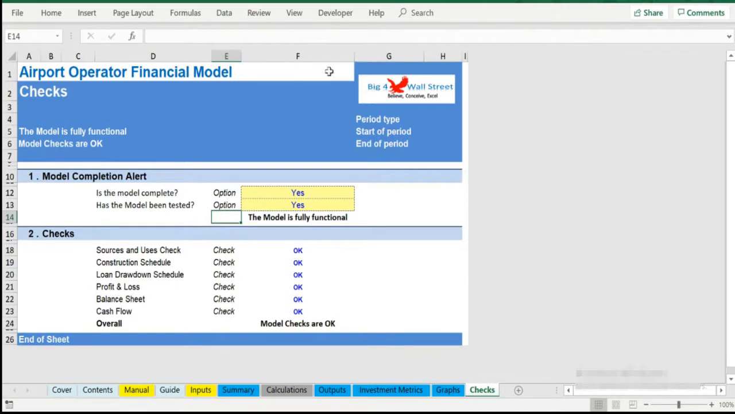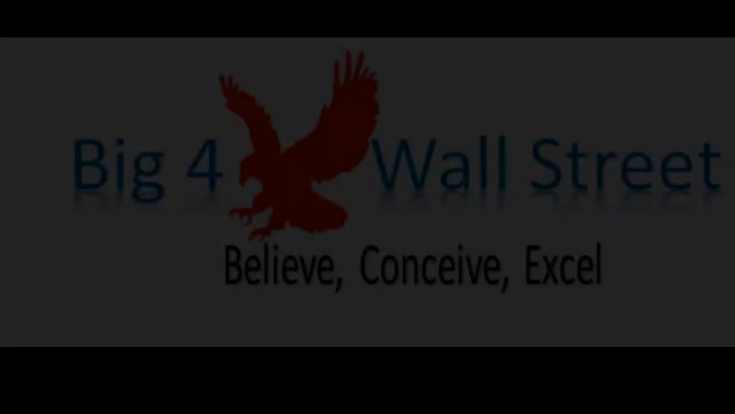Checks, a dedicated worksheet that makes sure that everything is working as it should. Important notice: yellow indicates inputs and assumptions that the user is able to change. Blue cells are used for called up cells, and white cells with black characters indicate calculation cells.